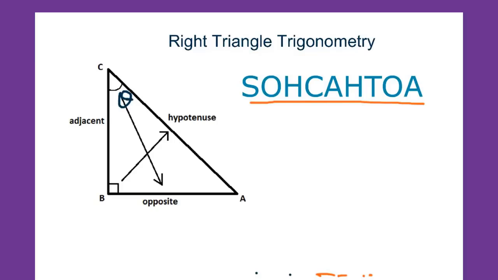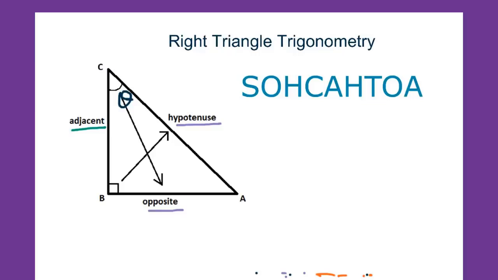cross, then you will get the opposite side. From the right triangle 90 degree, you cross, you will get the hypotenuse. Then the other leg will be the adjacent side. What's the meaning of SOHCAHTOA?